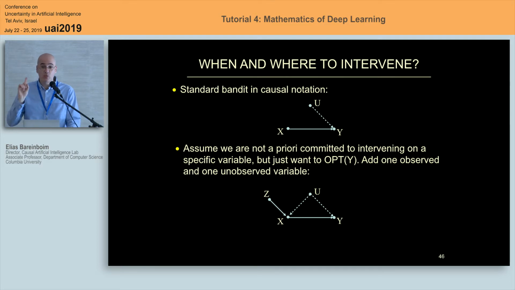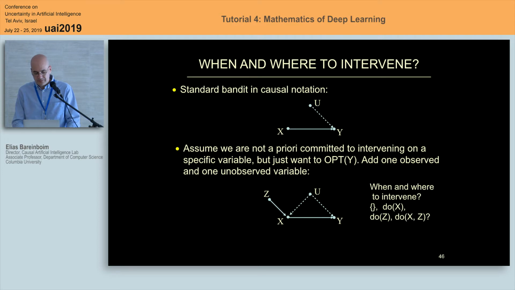And let's add one observed and one unobserved variable in the system. Just one small variation. Two variables, one observed, another unobserved. Then, from the standard bandit case, we are adding a link from U that is also affecting X. And there is this variable Z that was added, observed, that is affecting X. Now I have this little model.